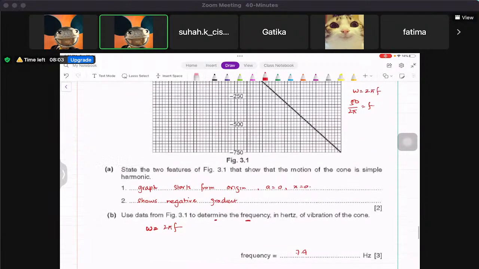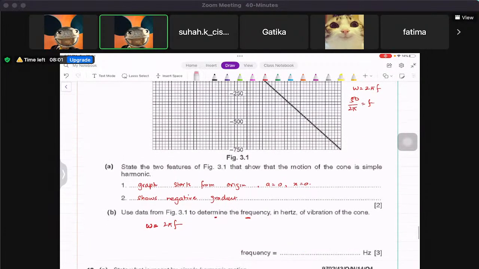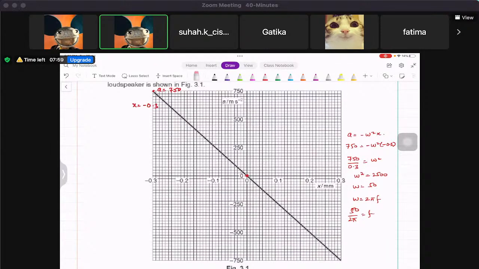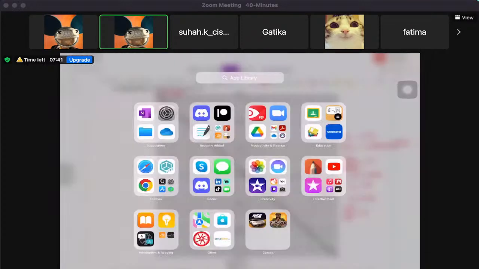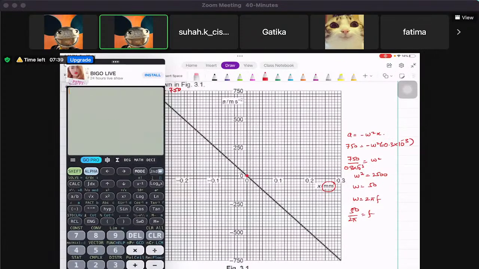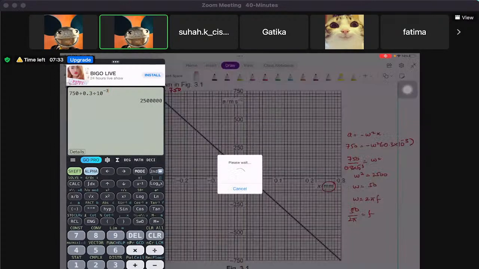The mistake is that I didn't see it's millimeters here, and I need to convert this. Sorry. So now I need to use 0.3 times 10 raised to minus 3. Now everything changes. So can you do it now? 750 divided by 0.3 times 10 raised to the power minus 3. Okay, this is a rookie mistake. You guys should not do it. Only I'm allowed to do it.